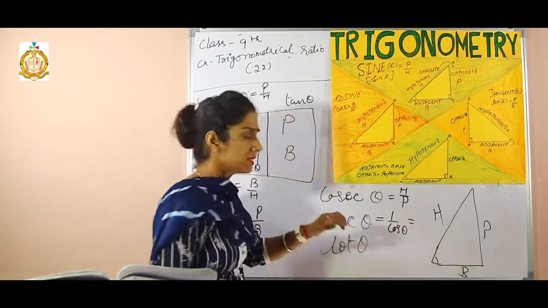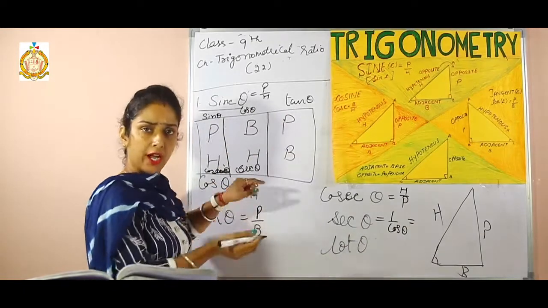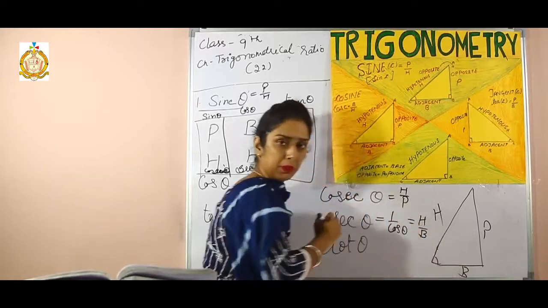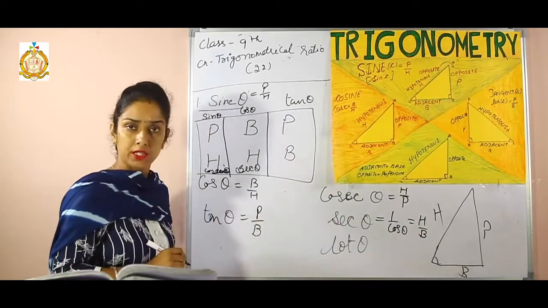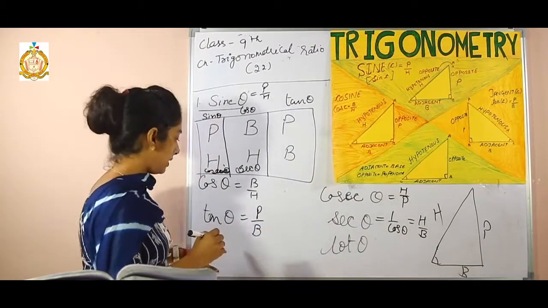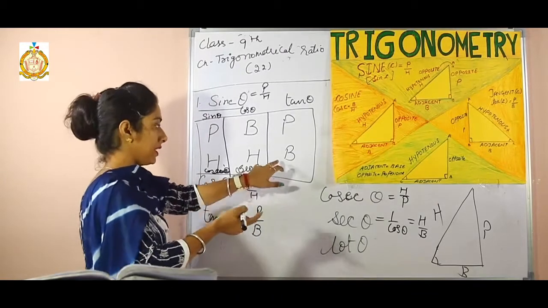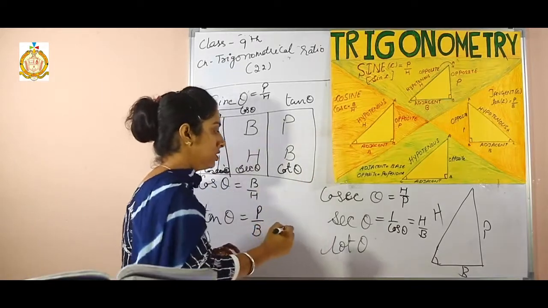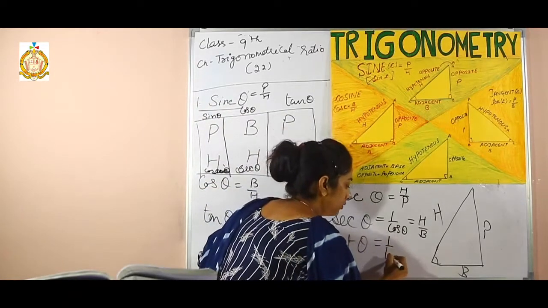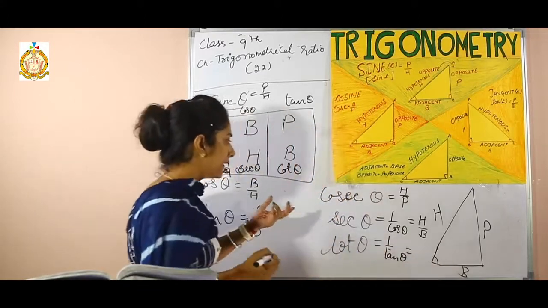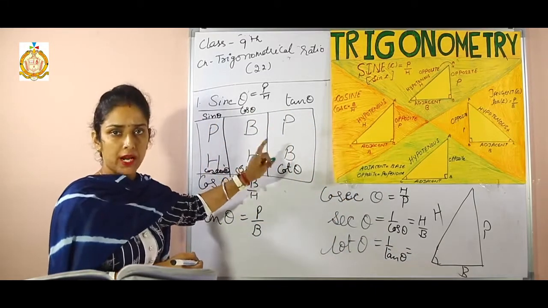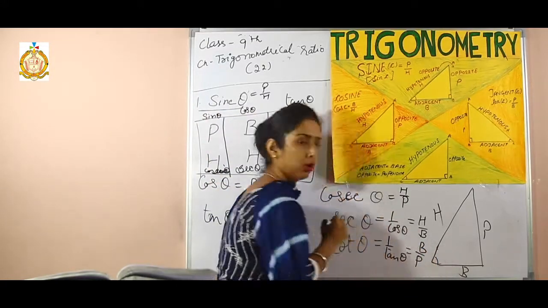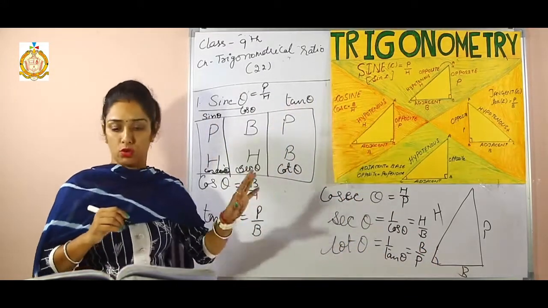Now, cos theta is equal to B over H, and we take a reciprocal of it, that is H over B. Now, cot theta is opposite to tan theta. So, what is that? That is 1 over tan theta. Now, what is the tan theta? P over B, and its opposite is B over P. I hope this concept is clear to all of you.